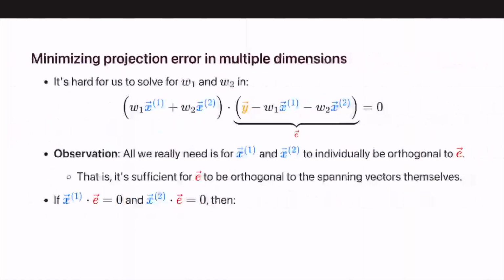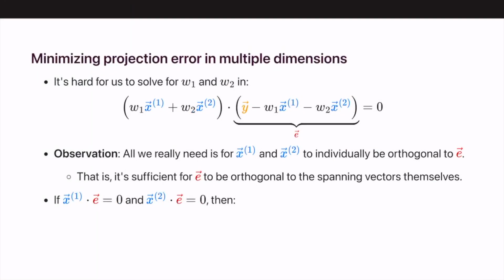And the reason why we can say that is because if both x1 and x2 are in the span, then we know that they are linear combinations of each other. And so if e is orthogonal to x1, it also must be orthogonal to x2. So how can we think about this and how can we rewrite it? Well, let's try it out.